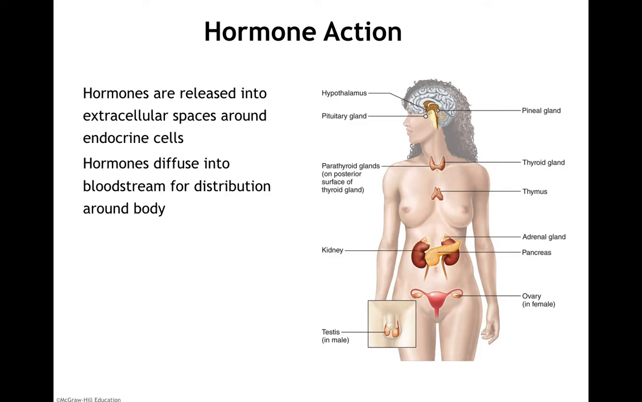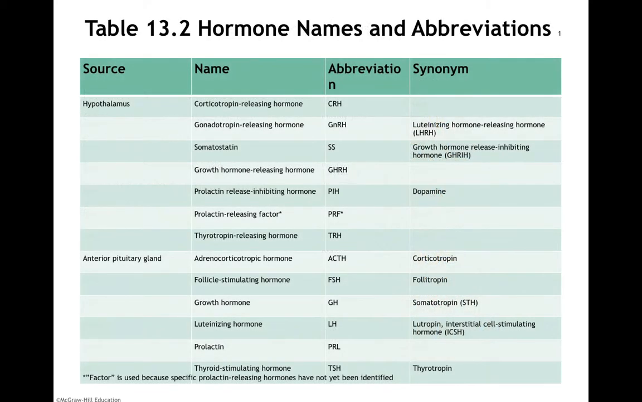Hormones are released into the extracellular spaces around those endocrine cells, and they diffuse into the bloodstream, where they are distributed to the entire body. But only those cells that have receptors for them will respond to them. I'll go through a few of these, but you're going to have to go through this table in your book and get your information, especially for doing your homework.